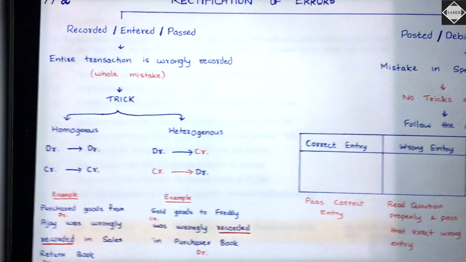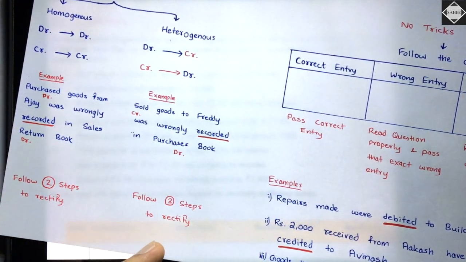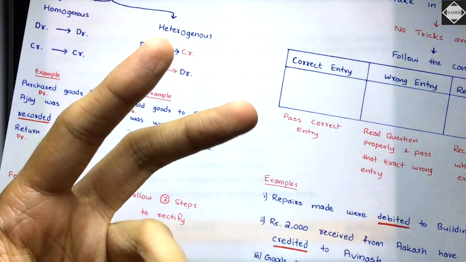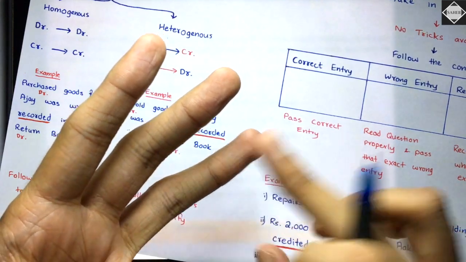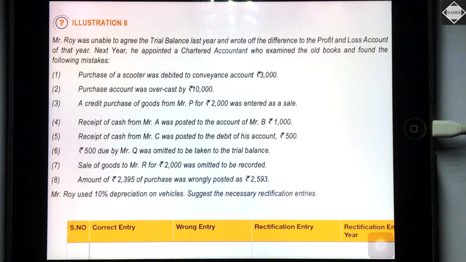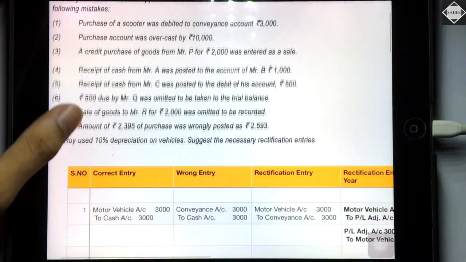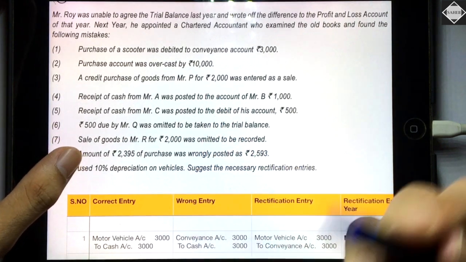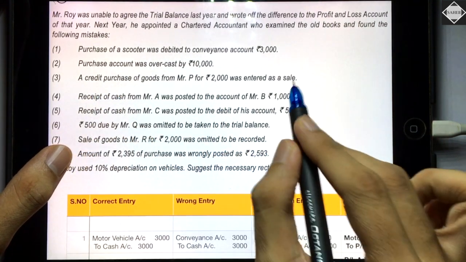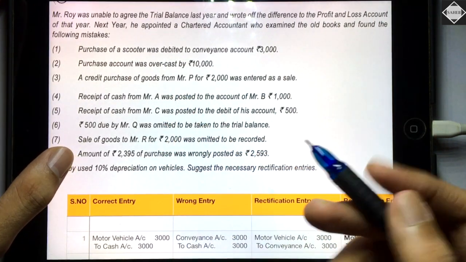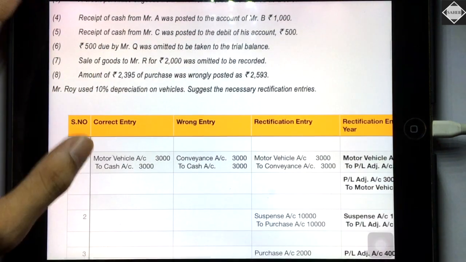So to rectify the heterogeneous error, we have three steps. What is that? Record what is right, reverse what is wrong, and then give the effect in the party account with the added amount. You all know the logic and everything. I cannot explain the logic over here. You just have to go back and watch the second video. Okay, so that's what we'll do. See here, the amount is of 2,000, right? So what is right? Purchase is right. What is wrong? Sale is wrong. And the party is Mr. P, isn't it? He's our supplier. Fine, that doesn't matter. So it's really simple.